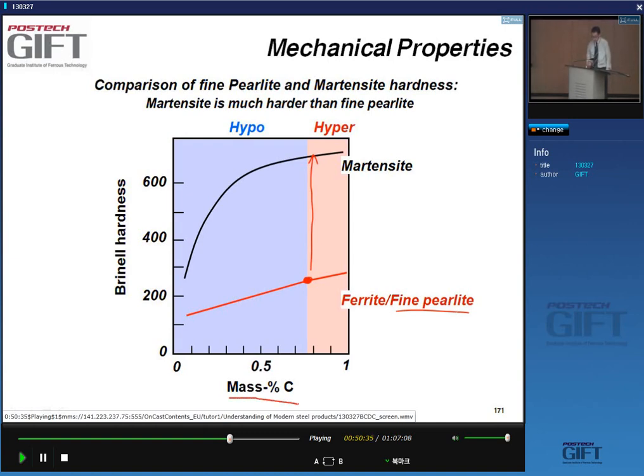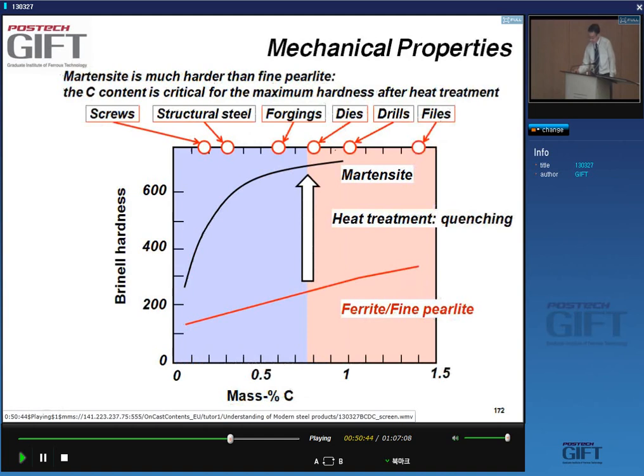And we see that the hardness of the martensite is very much dependent on the carbon content. Actually, it's the main parameter. And so we also see that in technology of steels, there are many products which depend for their hardness on the carbon content. For instance, if you look at carbon content of screws, structural steel, forging, dies, drills, files, metal files, for instance, have very high carbon contents.